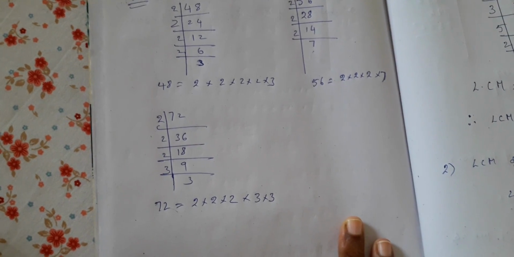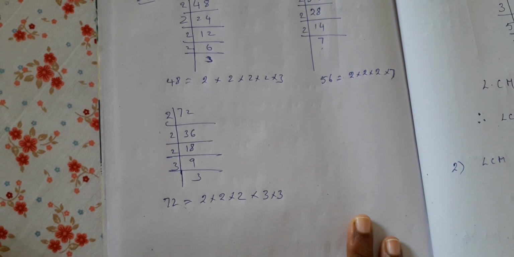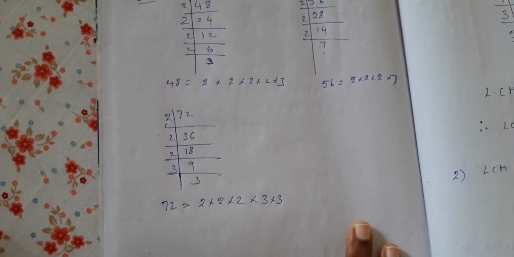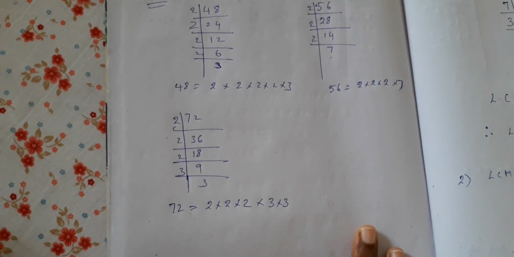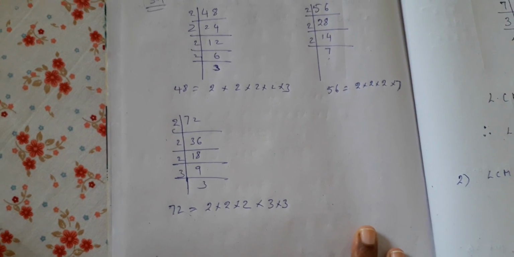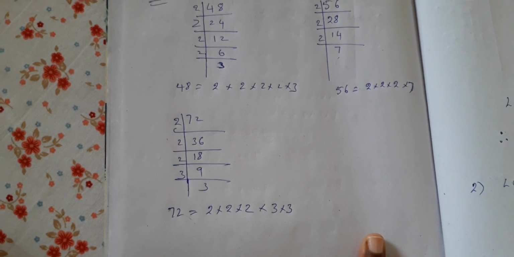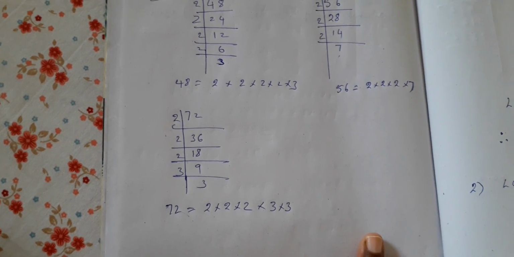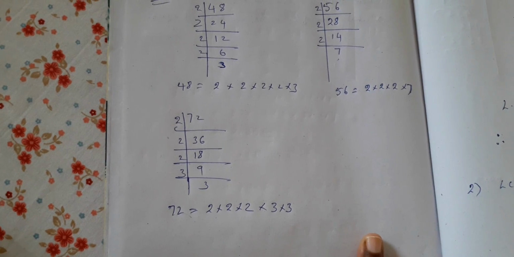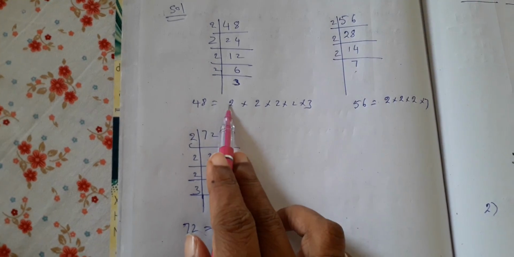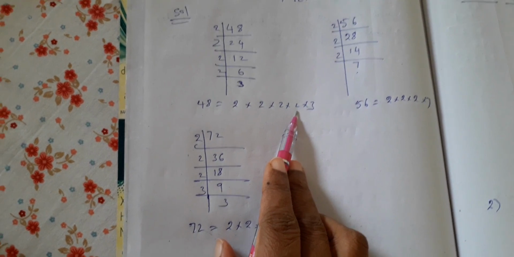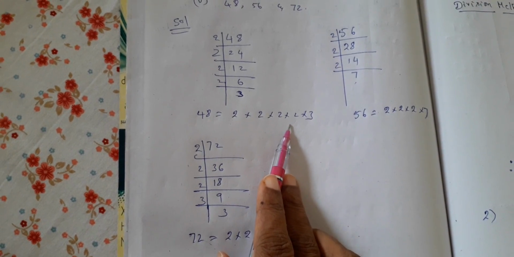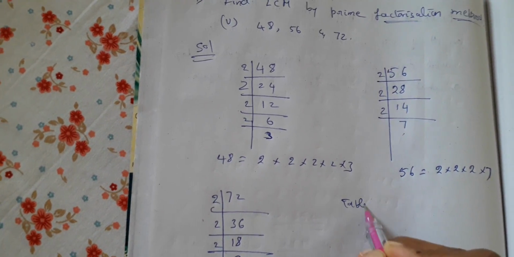So first you do one thing. You write the prime factorization of the number in which a particular prime number is repeated more number of times. See which number is repeated? 2 is repeated. Where is 2 repeated more number of times? Yes, at 48. For 48 you have how many 2's? 1, 2, 3, 4 2's. So therefore let us write a kind of a table.